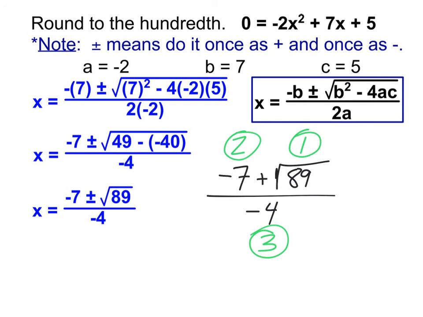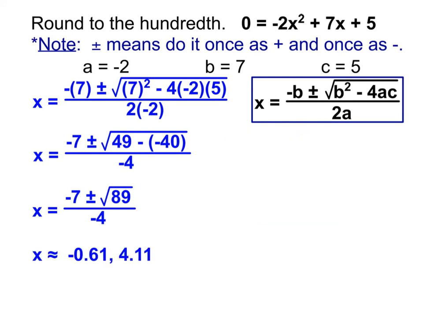Whichever method you're using, you should end up getting two solutions, right? To get the other solution, you redo the whole thing, except instead of this being a plus, you do it with a minus. The two numbers you should come up with are negative 0.61 and 4.11. All right, and then once you've gotten those, then you know you're good to be working on the assignment that I'll give you here in a moment.